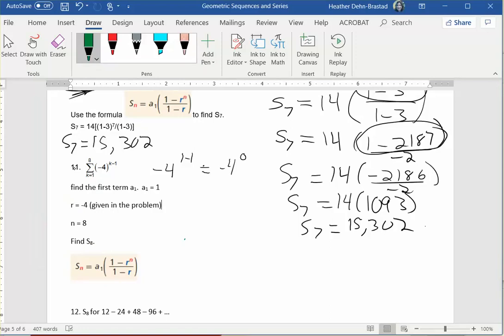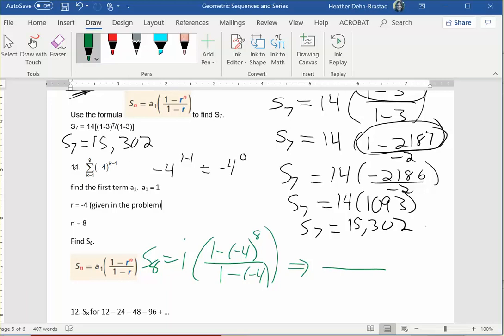So we're going to use a sub 1. We found that to be 1, times 1 minus r, r is negative 4 to the 8th power, all over 1 minus negative 4. So watch your negatives on this. This is s sub 8. So the 1 times this is not going to change our answer. Multiplying by 1 doesn't change your answer. So at this point you could just know that it's just going to be 1 minus negative 4 to the 8th power over 1 minus negative 4. So the denominator is going to be 1 plus 4 because minus a negative. So 1 plus 4 on the bottom.